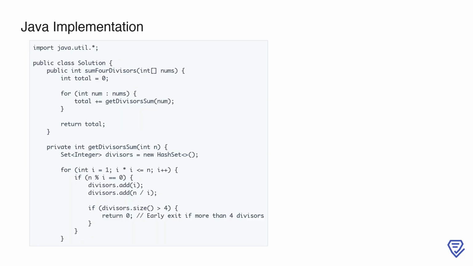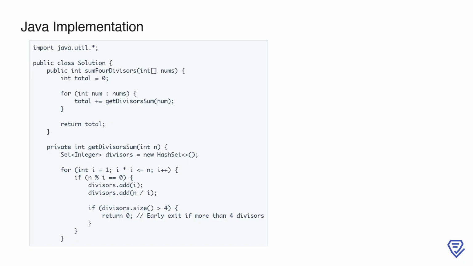Here, we begin our Java implementation of the problem. The main function, sum4divisors, takes an array of integers as input and calculates the total sum of all numbers in the array that have exactly 4 divisors. First, we initialize a variable, total, to accumulate the sum. Then, we iterate through each number in the given array and call the helper function getDivisorSum for each number. This helper function determines whether the number has exactly 4 divisors and, if so, returns the sum of those divisors. The result of getDivisorSum is added to the total.